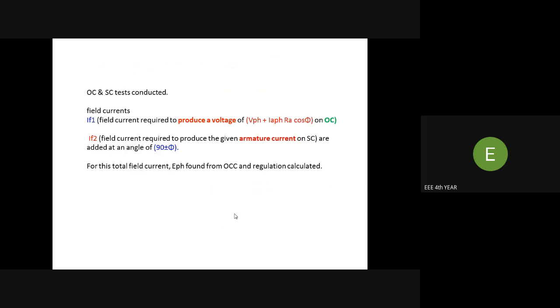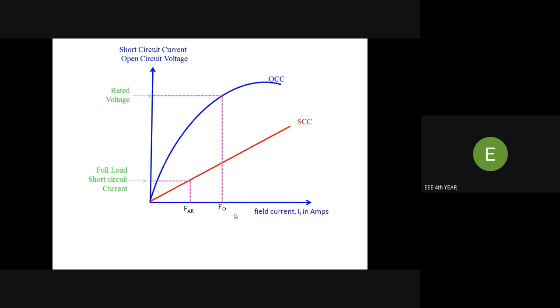Similar to the EMF method, we have to conduct the open circuit test and short circuit test. We can determine the field current values: If1 is required to produce the rated voltage, and If2 is required to produce the rated armature current. For this total field current, we get the induced EMF. The no load induced EMF is found from the OCC and the regulation is calculated. Here are the open circuit characteristics and the short circuit characteristics of the MMF method.